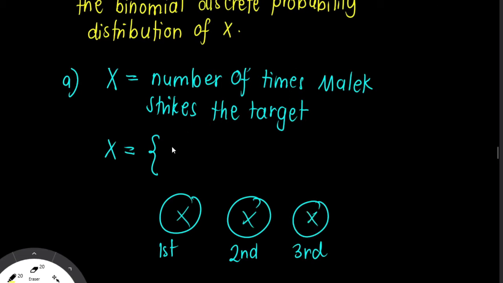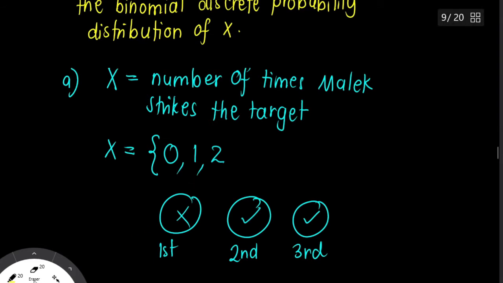So what does that mean for the x? So the x is 0. Now let's say first shot didn't strike. Second shot didn't strike. Third shot he struck. So maybe only one time he struck the target. Can also happen, right? Or first time didn't strike. Second time strike. Oh, very good. Third time also strike. So maybe two times Malik strikes the target.